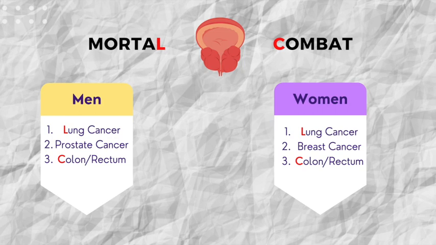But just remember, Mortal Kombat, the L and the C are highlighted. And in between those two words, just think of sex organs or gonads being there. Think that the #2 spot would be different for men and women, but #1 and #3 are the same. So for men, #1, lung cancer, #2, prostate cancer, #3, colorectal cancer. And for women, #1, lung cancer, #2, breast cancer, and #3, colorectal cancer.